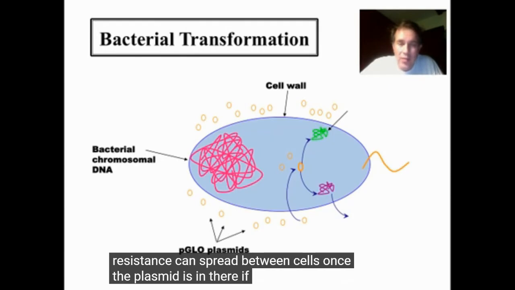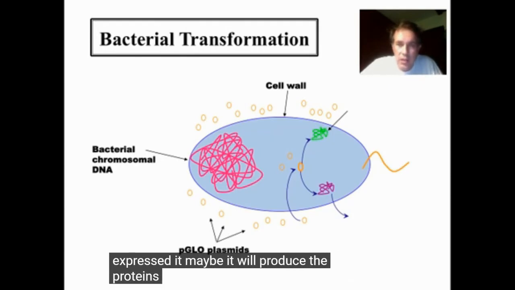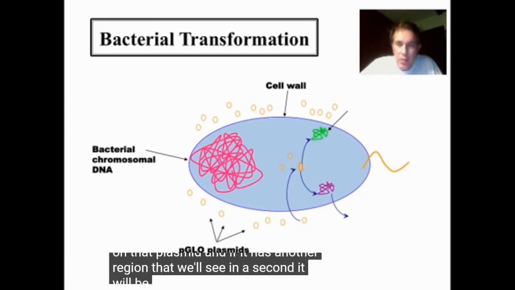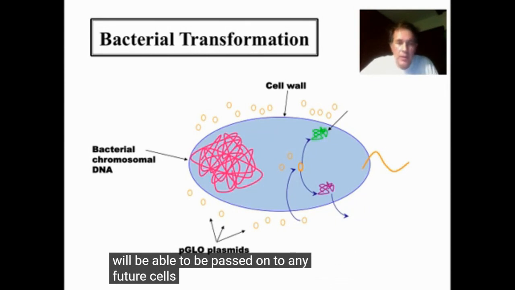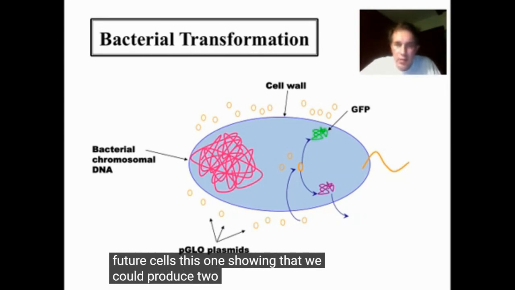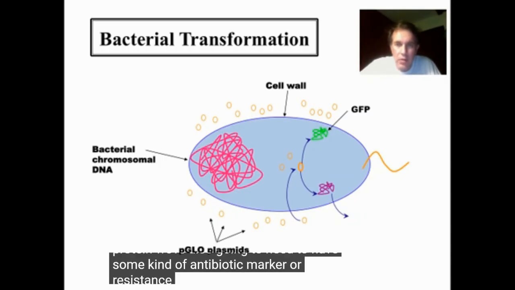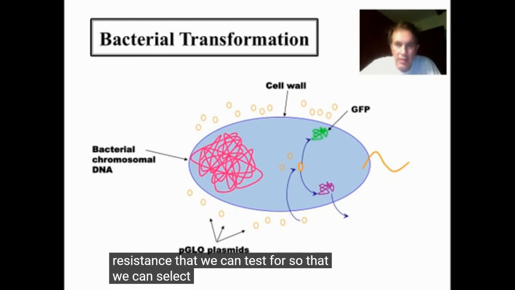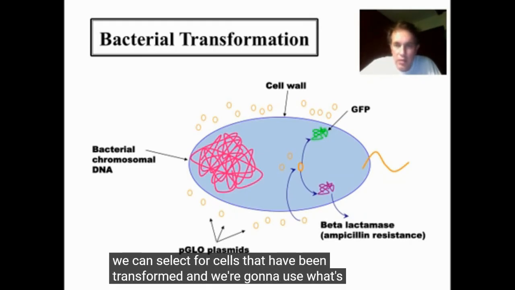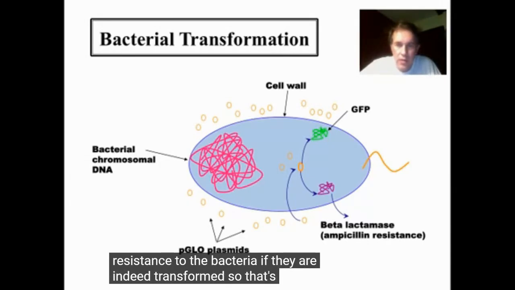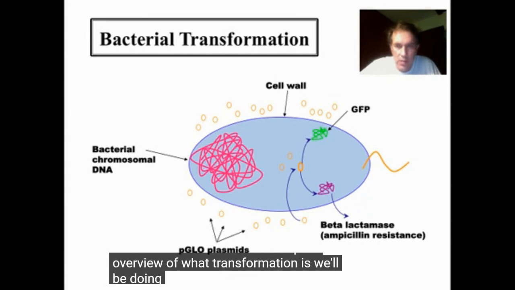Once the plasmid is in there, if it gets expressed, it will produce the proteins that are coded for on that plasmid. And if it has another region that we'll see in a second, it will be able to be passed on to any future cells. This one's showing that we could produce two proteins, and this is of interest, GFP, the green fluorescent protein. We're also going to need some kind of antibiotic marker or resistance that we can test for so that we can select for cells that have been transformed. And we're going to use the gene for beta-lactamase, or the bla gene, which will confer ampicillin resistance to the bacteria if they are indeed transformed. So that's a quickie overview of what transformation is. We'll be doing that in the lab.